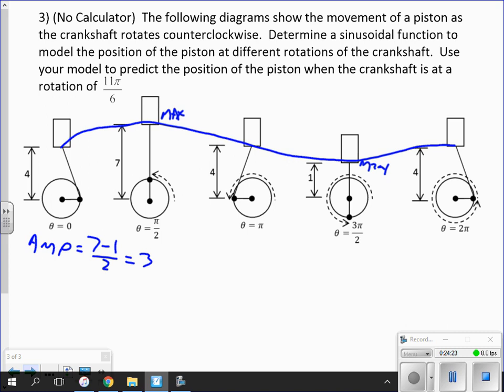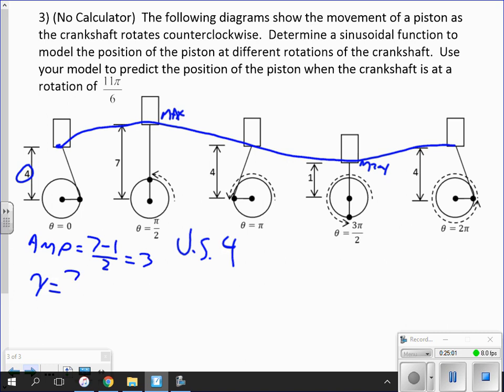Where's the midpoint at? 4. How do I get from 1 to 4? I have 3, and it moves me up halfway. So our vertical shift is already given. Normally, our vertical midpoint is where? 0, right? Our standard midpoint of a sine graph is 0. Where is the middle on this one? 4. So this is our midpoint right here. That is our vertical shift. We have a vertical shift of 4.